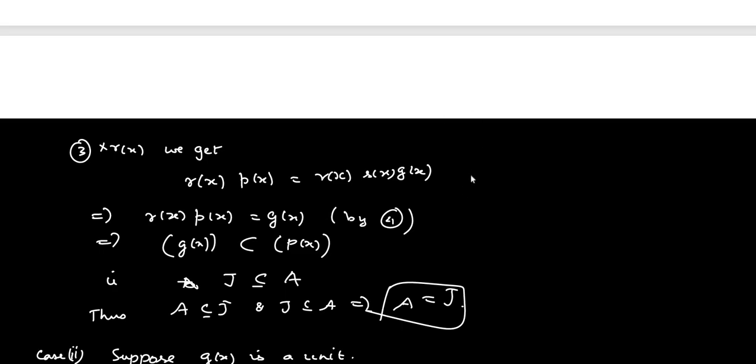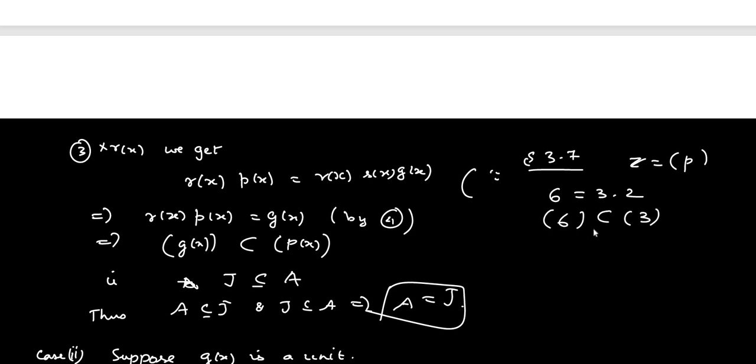As for this part is concerned, in section 3.7 itself you would have come across this. Even in integers, we know that any ideal generated by a prime number is maximal. So when we proved that, the same concept is used. Whenever 6 is written as 3 into 2, the ideal generated by 6 is contained in the ideal generated by 3. Or you can even have the ideal generated by 6 contained in this. One of the two is enough here.